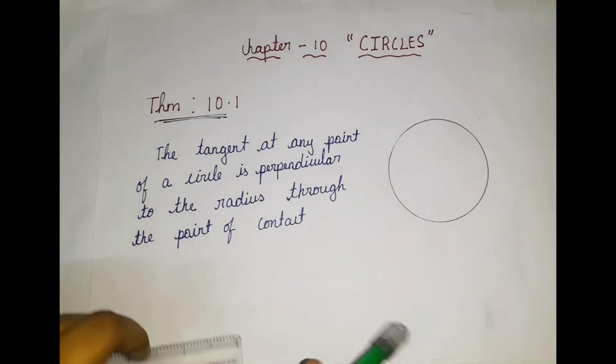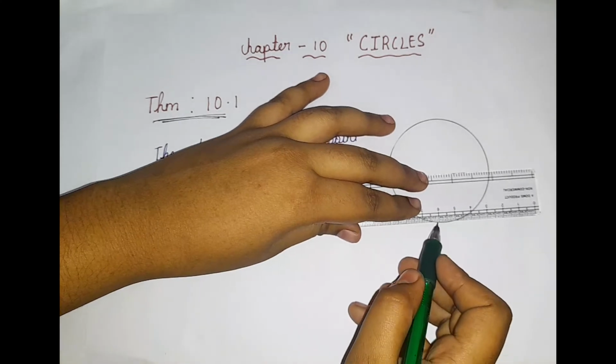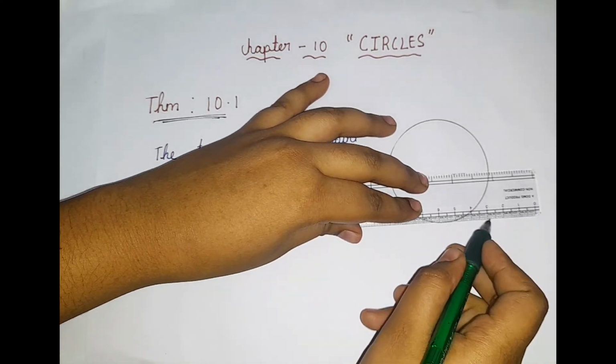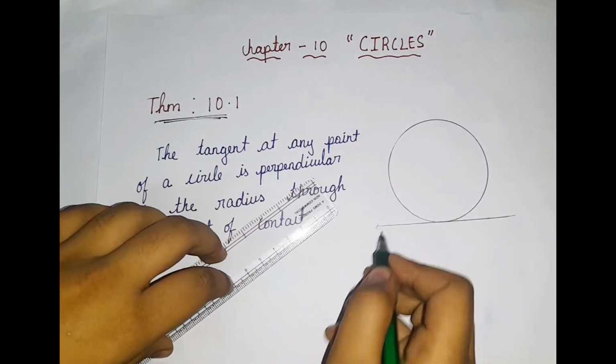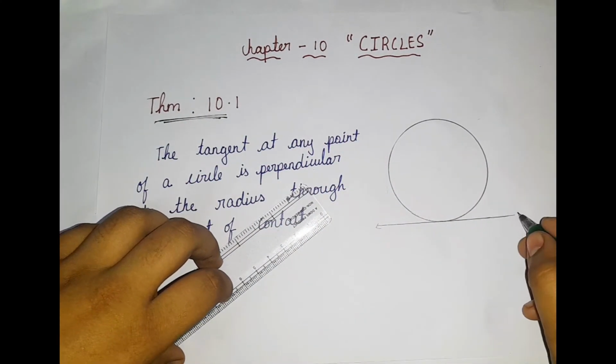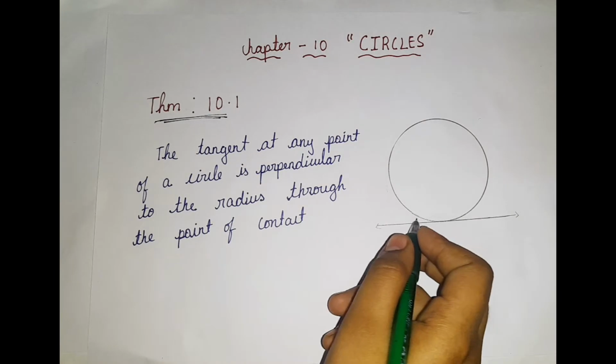So this is a circle. The line which is touching the circle like this is known as a tangent. Remember this is known as tangent. The line which is touching the circle like this is known as tangent.